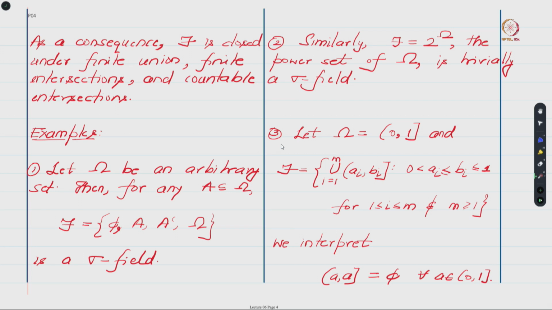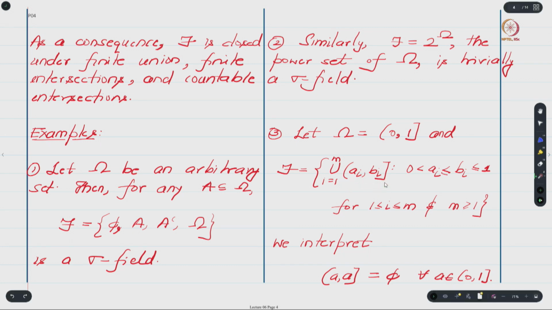In this example, let omega be the set (0, 1]. Notice that it is open at 0 and closed at 1. Let us say this is your omega, and let us define calligraphic F to be made up of sets of this form. Let us go over it carefully. What are the elements of F? Well, they are subsets of omega which have the following form. It is a finite union of sets of this form.